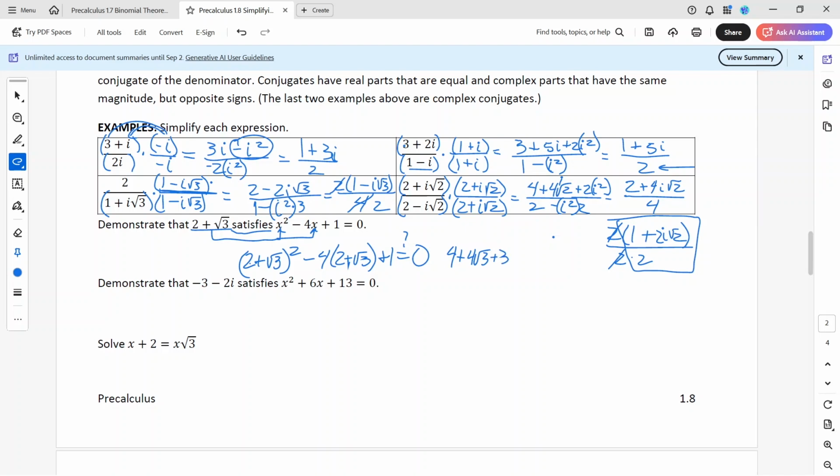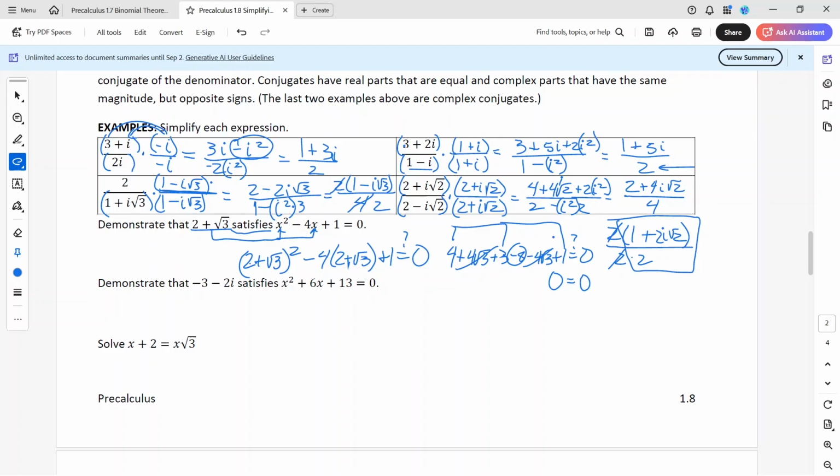Then I distribute on the second part, so I get minus 8 minus 4 square root 3. And then lastly, I get the plus 1. And I hope it works out to 0, does it? Well, guess what? Plus 4 square root of 3 minus 4 square root of 3 is 0. And if I look at the 3 positive terms, what do I get? I get 4 plus 3 is 7, plus 1 more is 8, minus 8, oh look, it worked. I get 0 equals 0, it worked.